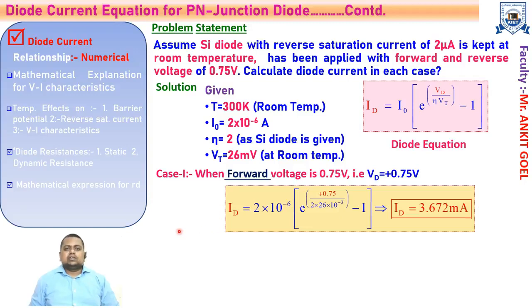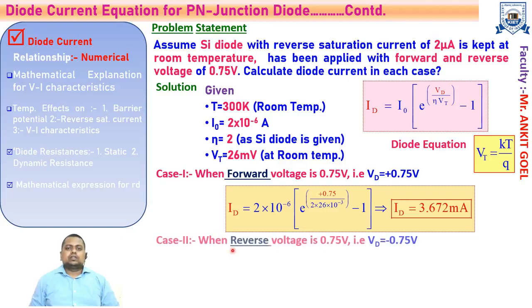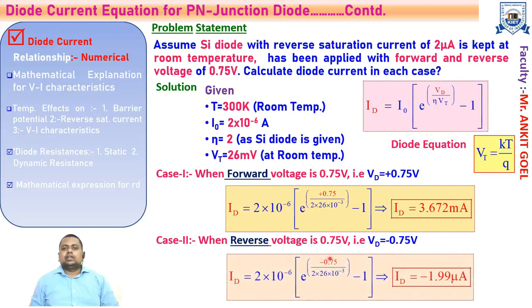Let's discuss the second case when the reverse voltage is 0.75 volt. This is the reverse voltage we have. Vd is equal to minus 0.75 volt. All the values will remain the same in this diode current equation except the voltage Vd, which has been written as minus 0.75 volt. You can see you will get a reverse current of minus 1.99 microampere. Please verify this result also.